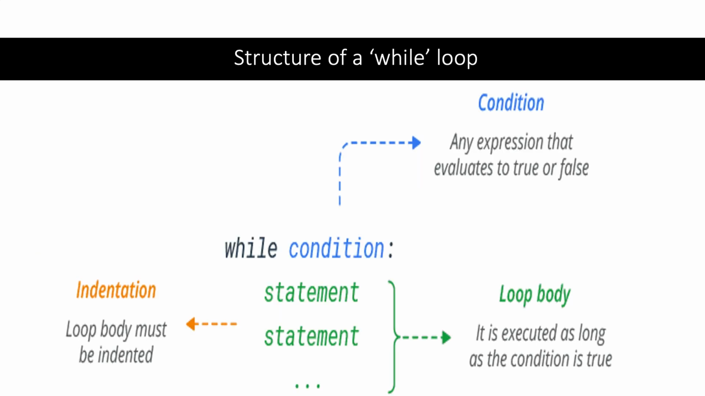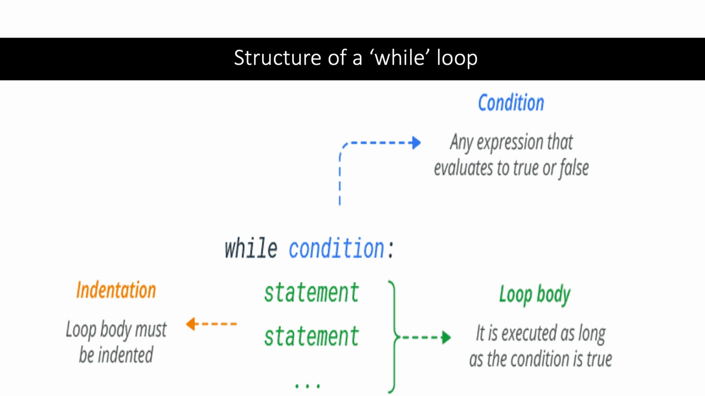This image outlines the basic structure of a while loop in Python, which emphasizes key components and their roles. So the while keyword is used to initiate a while loop. It signals to the Python interpreter that the following condition should be evaluated repeatedly to determine whether the subsequent block of code, which is the body of the loop, should execute or not.